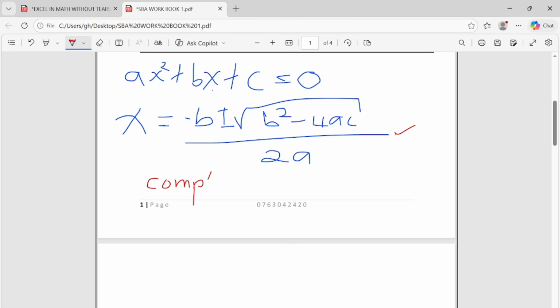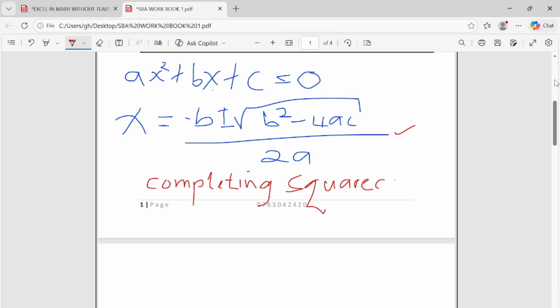Completing squares. So in our lesson today, we're going to first of all learn how to complete squares, and then we shall look at other parts of the topic. So let us try to understand the completing square method, and then we proceed.